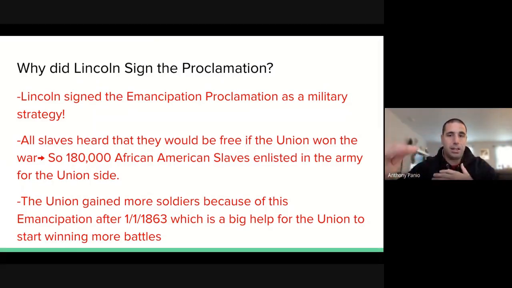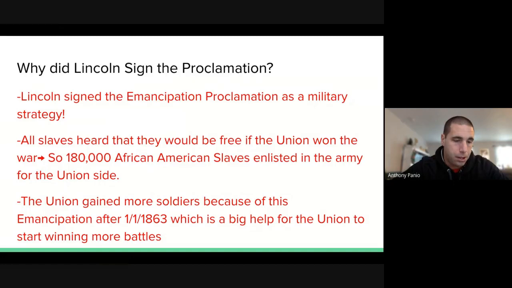Now, is the Emancipation Proclamation the sole reason why the Union ends up turning this thing around and eventually winning? No, I'm not going to say that. But it was a huge help, and we'll explain why. Lincoln understood that preserving the Union was important. But if he wanted more support for the war, and more help in the war, he needed to make this war not only about preserving the Union, but now a war to end slavery.